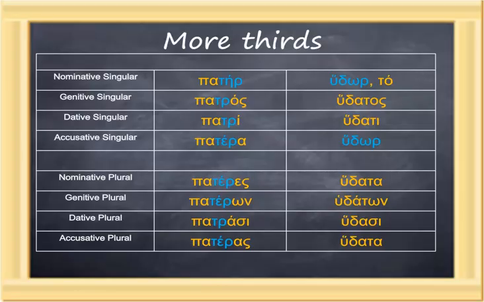Hudor is a neuter noun, the stem of which is hudat, but in the nominative and accusative singular, it behaves somewhat like the nominative singular of pater. So hudor is the nominative singular, hudatos is the genitive singular, hudati, dative singular, and then hudor for the accusative singular because it's neuter, and then the other forms follow according to patterns with which we're familiar.